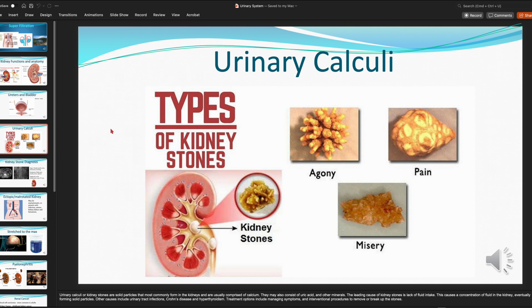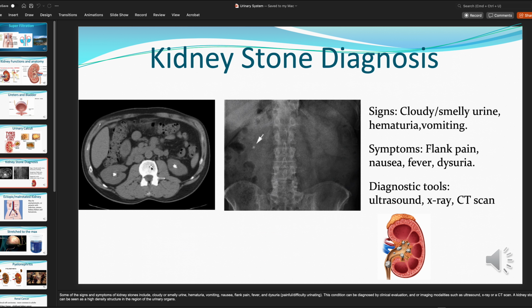Right, so that's kidney stones, one indication for a CT scan. We can see it here on X-ray. Sometimes that X-ray isn't enough to tell you that you're positive for having a kidney stone, right? And this is a CT scan looking here.